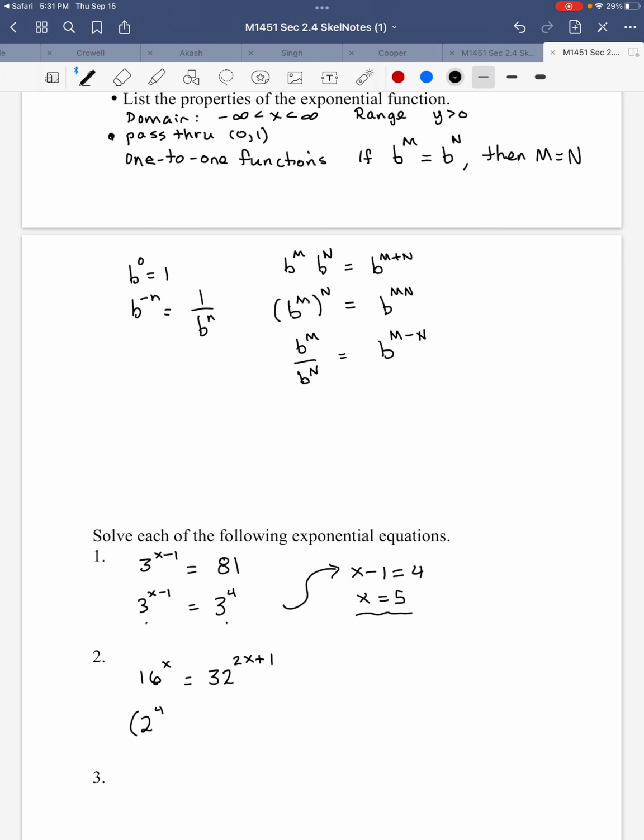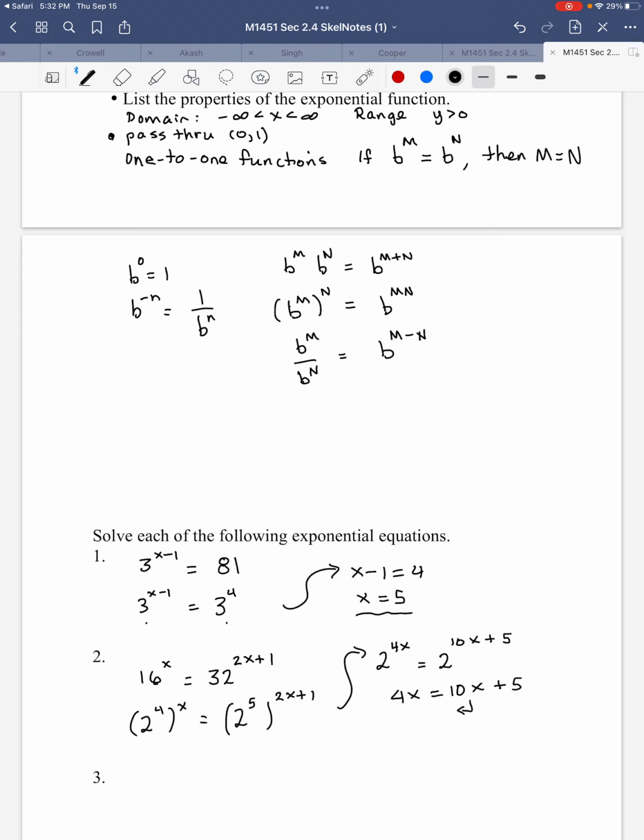Write this as 2 to the fourth raised to the x power. And write this as 2 to the fifth raised to the 2x plus 1 power. Now we use the property that when you raise a power to a power, you multiply exponents. And we can rewrite this as 2 to the 4x is equal to 2 to the 10x plus 5. Now we have the same situation we had in the previous problem. We can just equate the exponents. 4x is equal to 10x plus 5.